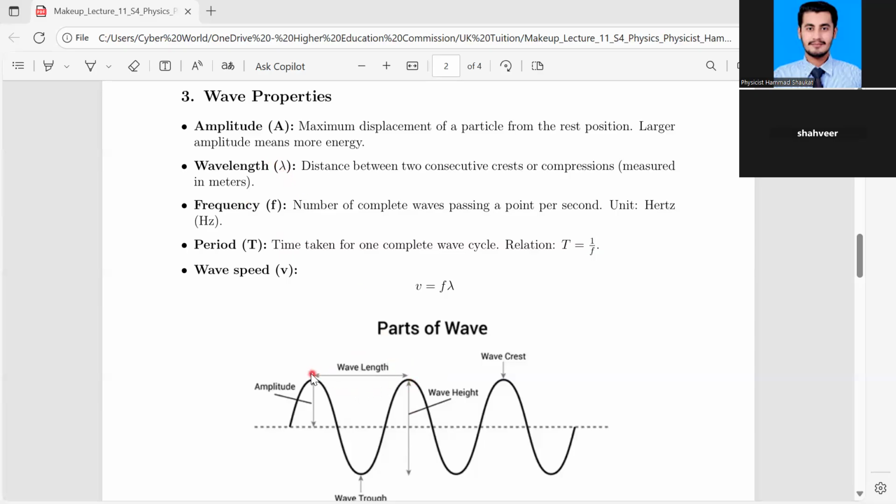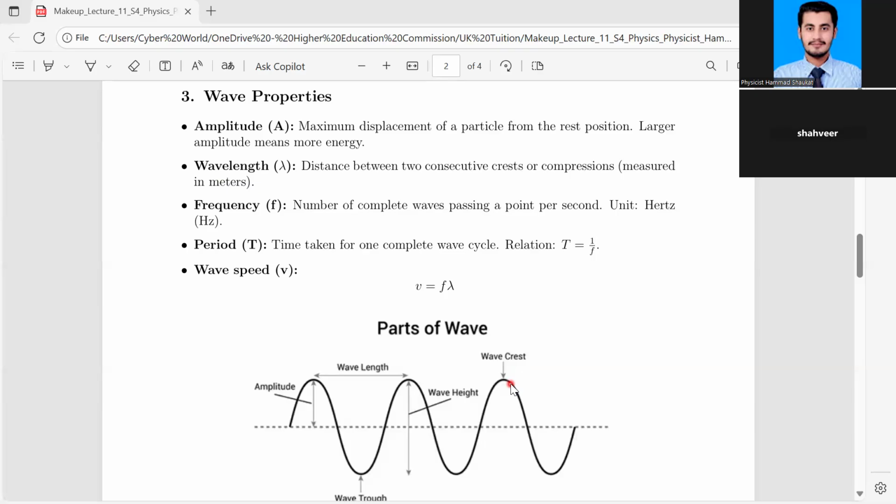And if I consider the distance from this crest to this crest, can you tell me what should be the value of lambda? Either one lambda or two lambda? Two lambda, yes, because from here to here is one lambda, and again from here to here it is now two lambda. Any question?